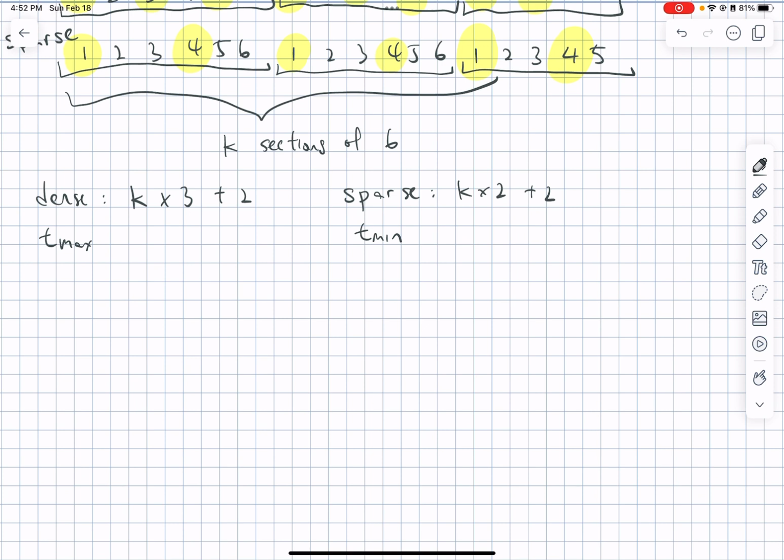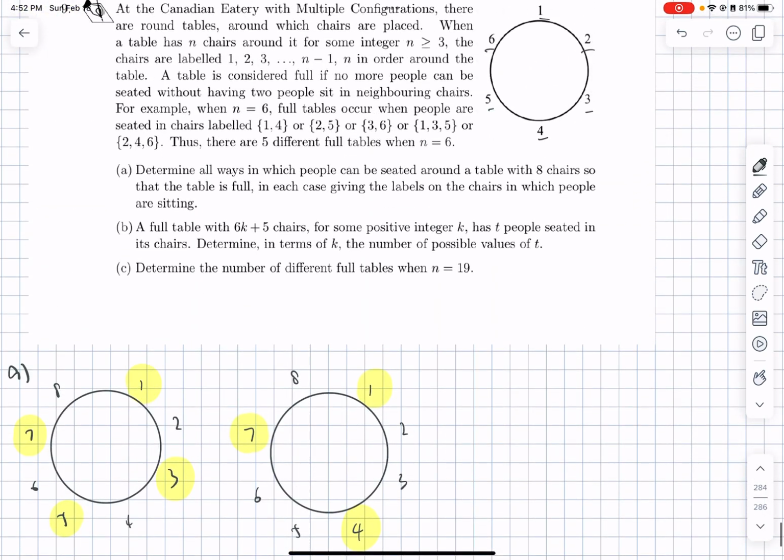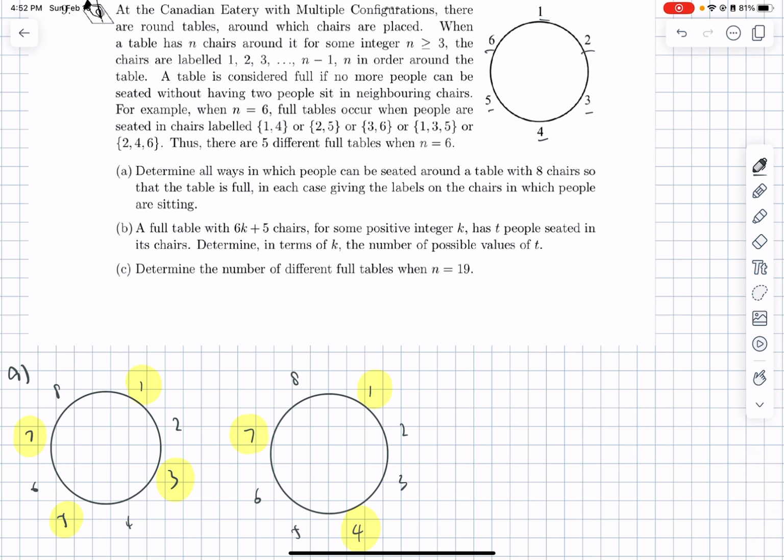So how many different values of t are there? It's going to be t max minus t min plus 1. So this is going to be 3k plus 2 minus 2k plus 2, and plus 1. Plus 1 because we count both boundary conditions for t max and t min. So this is going to simplify into k plus 1. So there's k plus 1 different values of t, where t is the number of people for 6k plus 5 chairs.